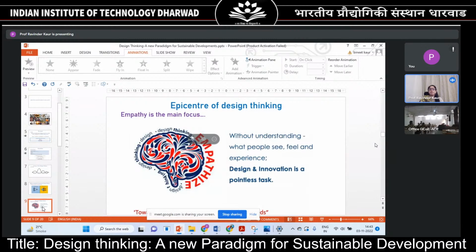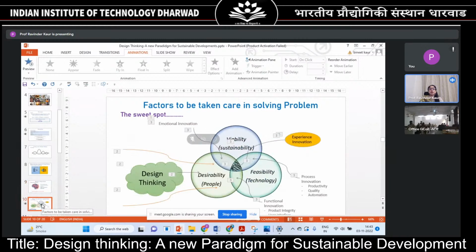So as I said, the base of design thinking is your observation. And when you're observing around yourself, the most important facet one has to have is empathy. So when you have empathy and you observe around yourself, you find what are the challenges or what are the problems being faced by the people around you, and accordingly you come to these factors which are to be taken care of while you are solving a problem.